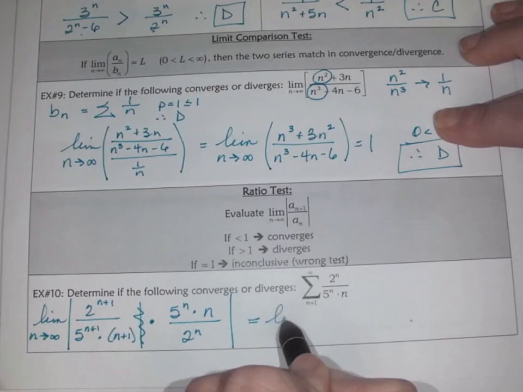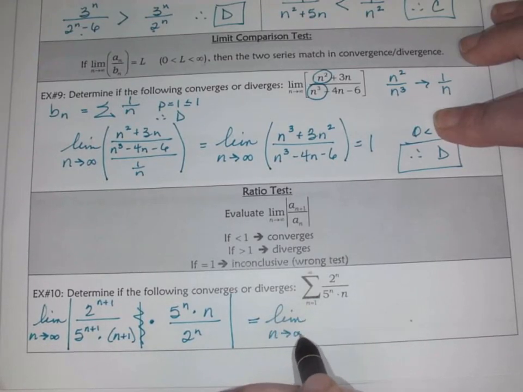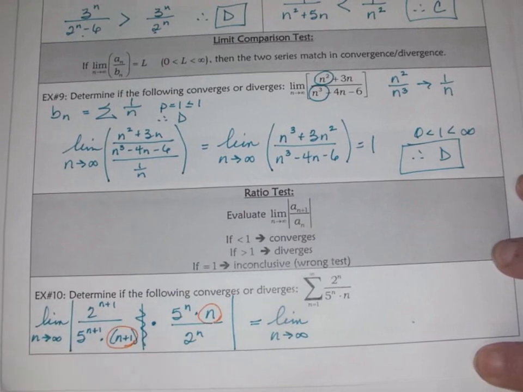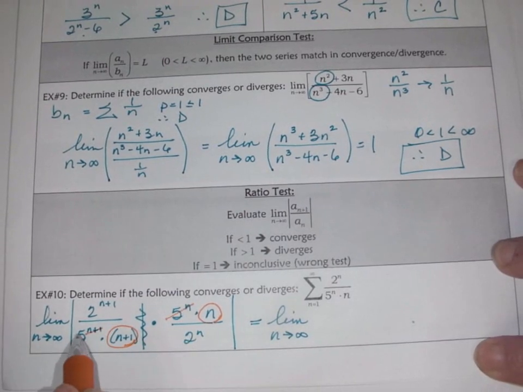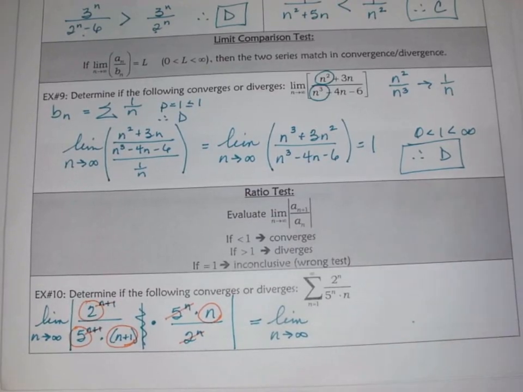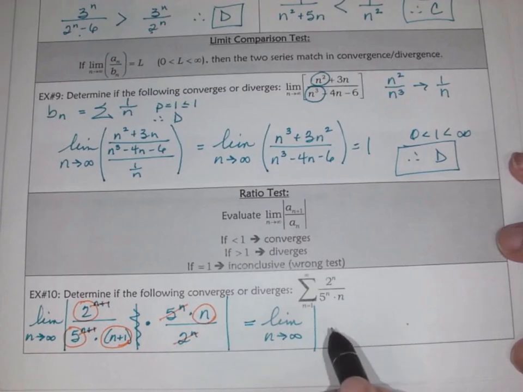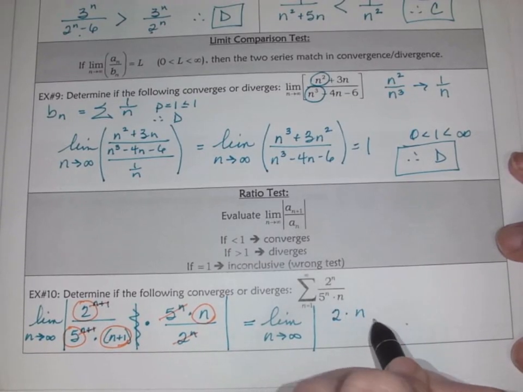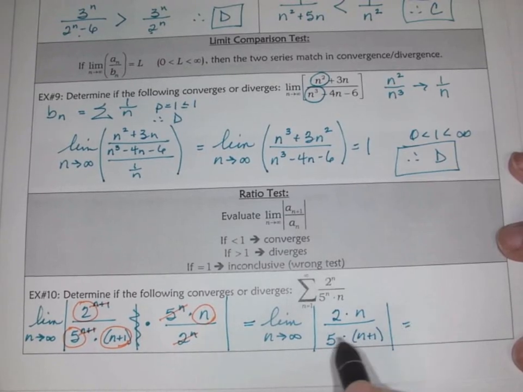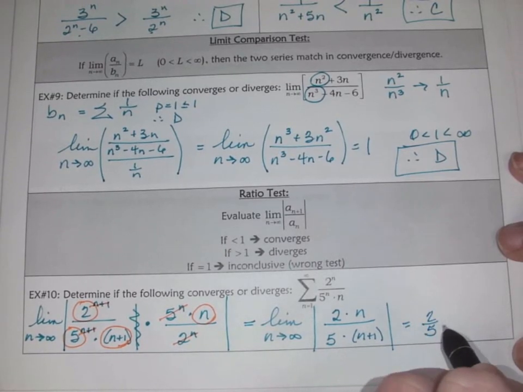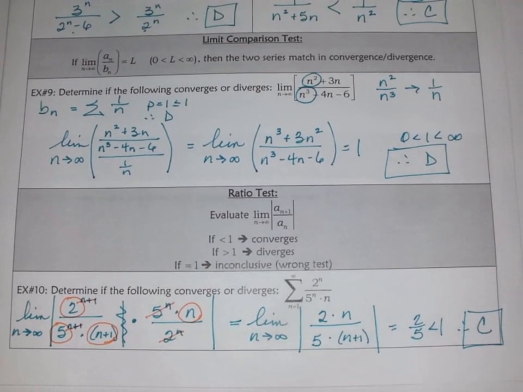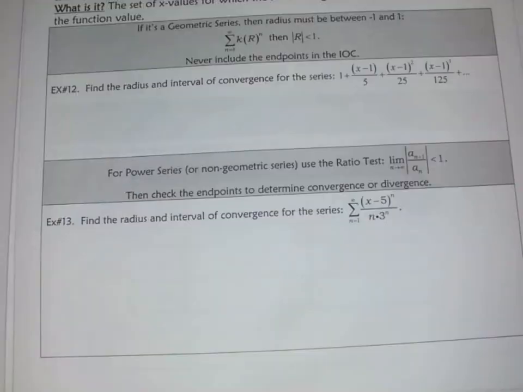All right, reducing the limit as n goes to infinity. Okay, we've talked about this before. You cannot reduce polynomials, so go ahead and circle them. The 5 to the n leaves me with a 5 on bottom. The 2 to the n leaves me with a 2 on top. So what I end up with is 2 times n over 5 times n plus 1. My ratio is 2/5, which is less than 1, so therefore we converge. Okay. All right.